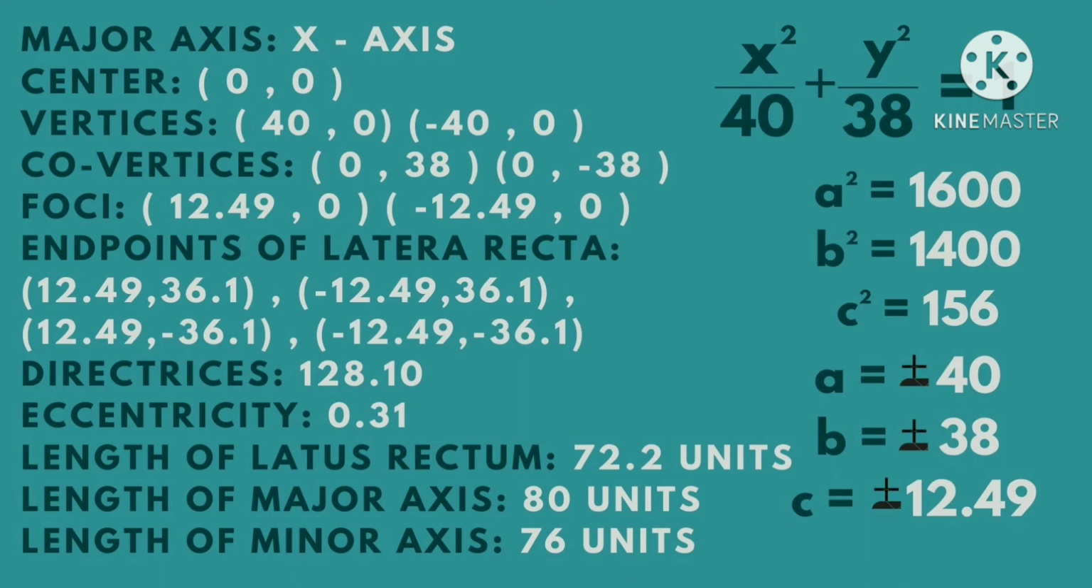Major axis is the x-axis, center (0, 0), vertices (40, 0), (negative 40, 0), co-vertices (0, 38), (0, negative 38), foci (12.49, 0), (negative 12.49, 0), endpoints of lateral recta (12.49, 36.1), (negative 12.49, 36.1), (12.49, negative 36.1), (negative 12.49, negative 36.1). Directrices 128.10, eccentricity 0.31, length of latus rectum 72.2 units, length of major axis 80 units, length of minor axis 76 units. And now we have all of the answers.